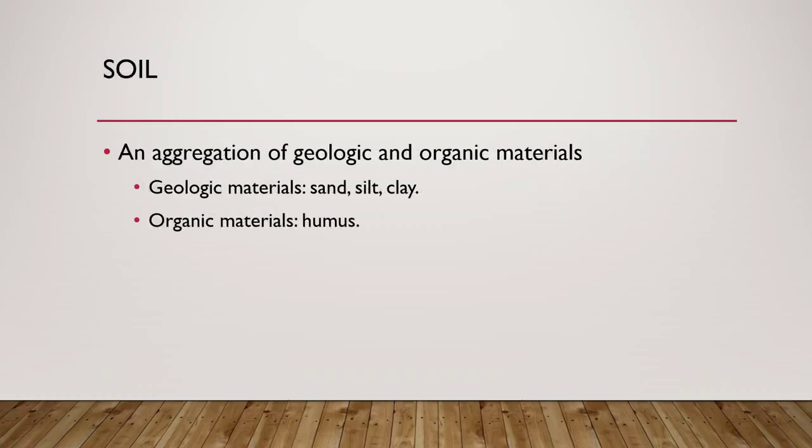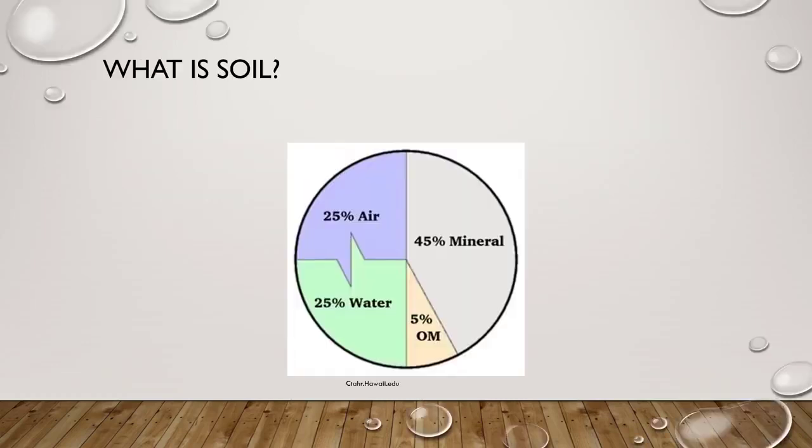So soil is an aggregation of geologic and organic materials. The geologic materials are sand, silt, and clay, and the organic material is humus. And this is our ideal soil. 50% of soil should be pore space, and hopefully that's broken in half by air and water. 45% would be mineral, so that'd be the sand, silt, and clay. And then 5% would be organic matter. This is idealized, usually not the case.